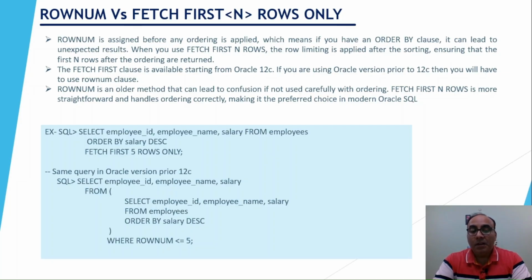For that we are using here select employee ID, employee name, salary from employees, order by salary DESC. So here we are selecting this information from the table employees, and then we are sorting on the basis of salary in descending order. And on this particular result set we want to put the limiting clause. That's the reason we have put it in a bracket, which has basically become a subquery, and thereafter we are applying ROWNUM. So I hope now you are able to understand the difference between these two clauses.